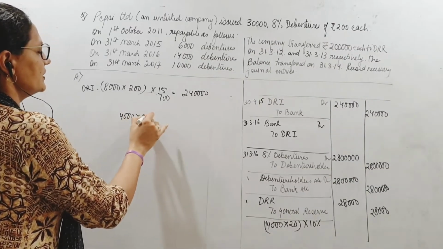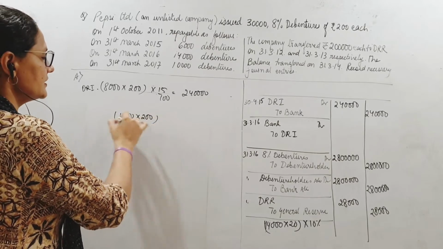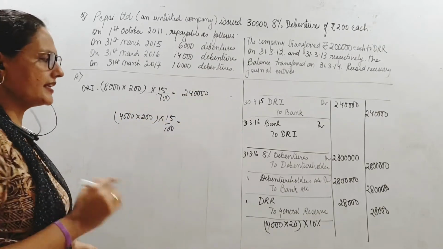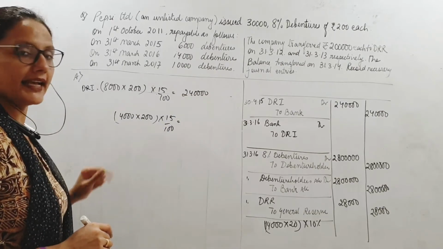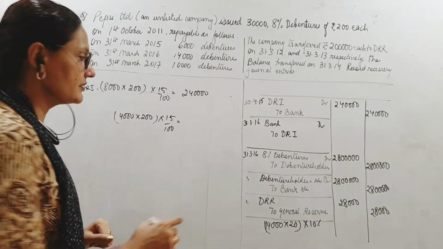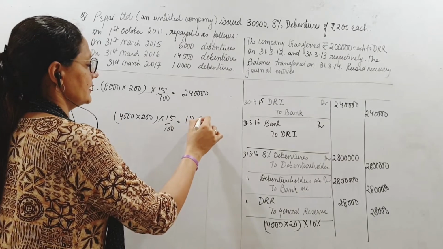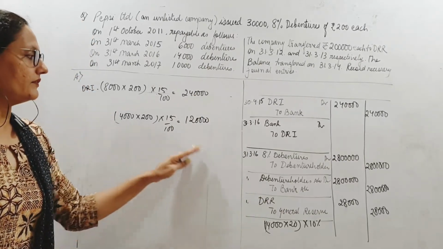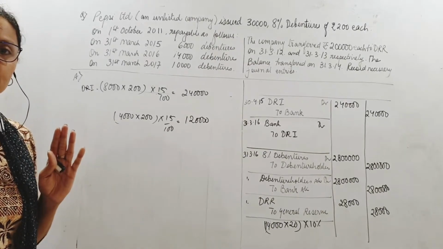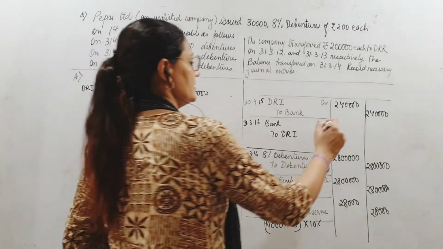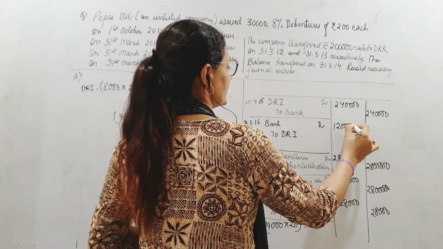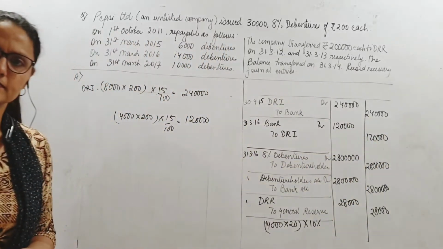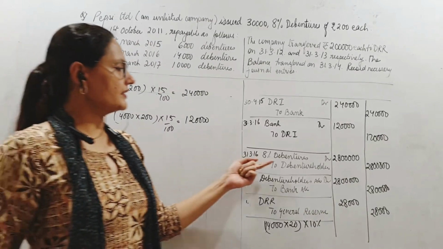So 4,000 into 200. This is the nominal value. इस पे हमने जो investment purchase किया, I can sell that off. This is coming to 8 lakhs. 8 lakhs का 15%, 1,20,000. Okay. 1,20,000 of investments I can sell off. Clear about it? So this I can sell off and I can get cash out of it which I will use in redemption. Right? Making the amount due.